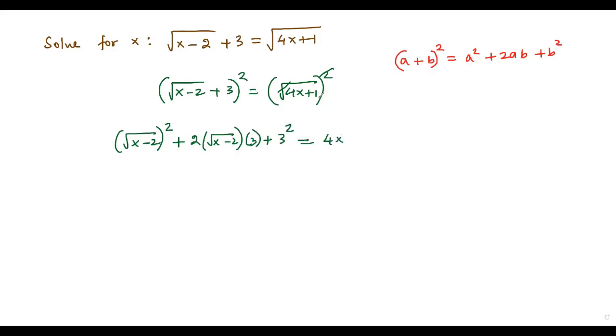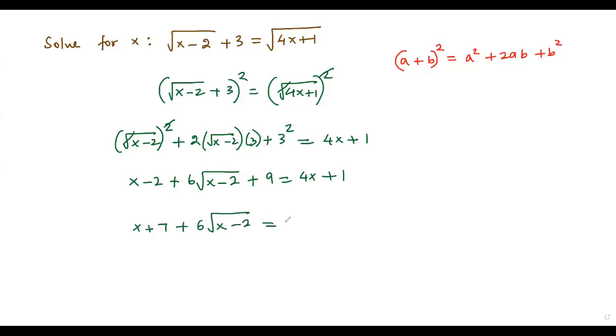On the right side, the square root is cancelled and we have 4x + 1. Here the square root and square will cancel. I just get x - 2 + 2 times 3, which is 6 times the square root of x - 2, + the value of 3 square, which is 9, equals 4x + 1. Now let's simplify the left side. We can combine -2 and +9. It will be x + 7 + 6 times the square root of x - 2 equals 4x + 1.